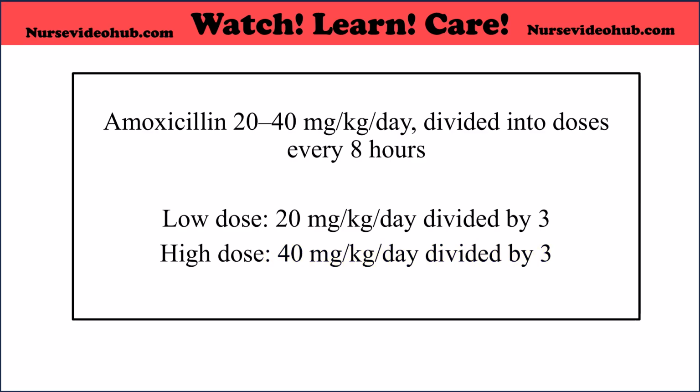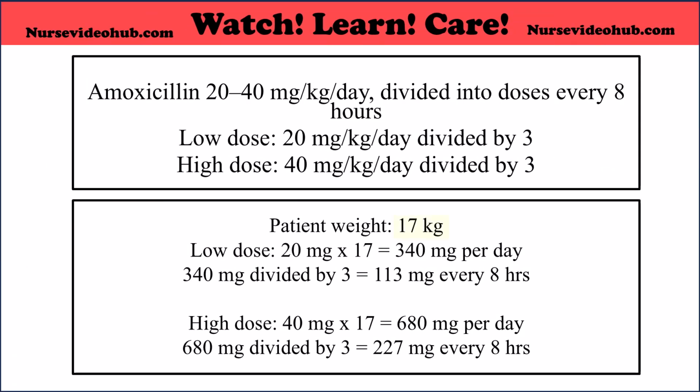If the dose is lower than the low dose, the drug may be ineffective. If the dose is higher than the high dose, then the drug may be toxic. If the patient's weight is 17 kilograms, the low dose is calculated by multiplying 20 milligrams by 17, which equals 340 milligrams. This gives you the daily low dose. If the patient is receiving the medication 3 times a day, the low dose would be 340 milligrams divided by 3, or 113 milligrams every 8 hours.